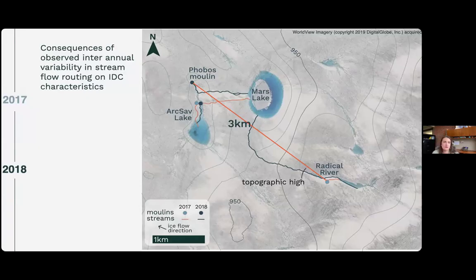In 2018, for example, we moved the point source, so where water is actually getting to the subglacial drainage system, moved it by 3 kilometers, which is quite significant. And again, we lowered the moulin density in the area, going from 3 moulins in this area in 2017 to only 1, and really concentrating that flow and really growing the size of these catchments.